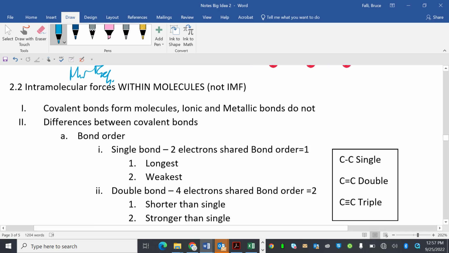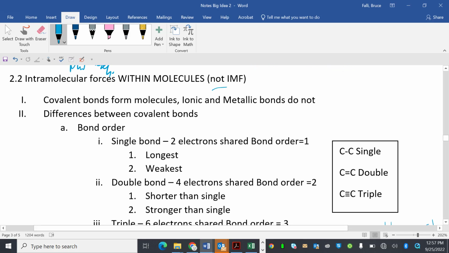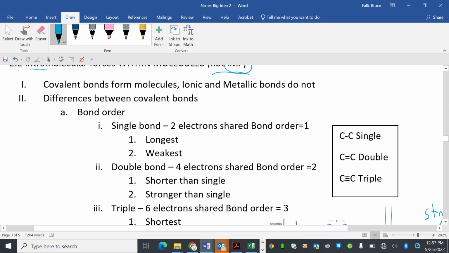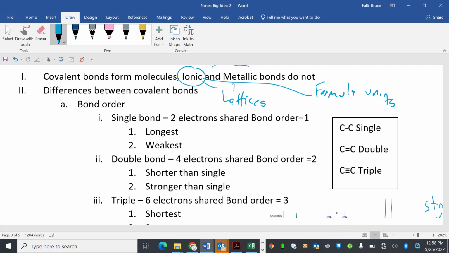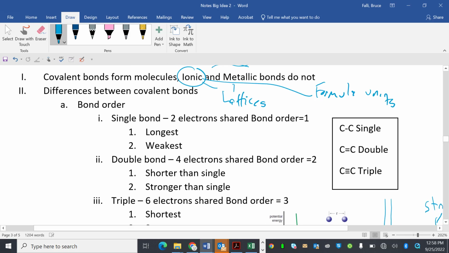Intramolecular forces, so these are forces within molecules. IMF is intermolecular forces, so don't use IMF for intra. Okay, so covalent bonds form molecules. Ionic and metallic bonds do not. So ionic and metallic bonds form lattices. Okay, and ionic bonds form formula units. Okay, but they both form lattices, but formula units are what you call an ionic lattice.